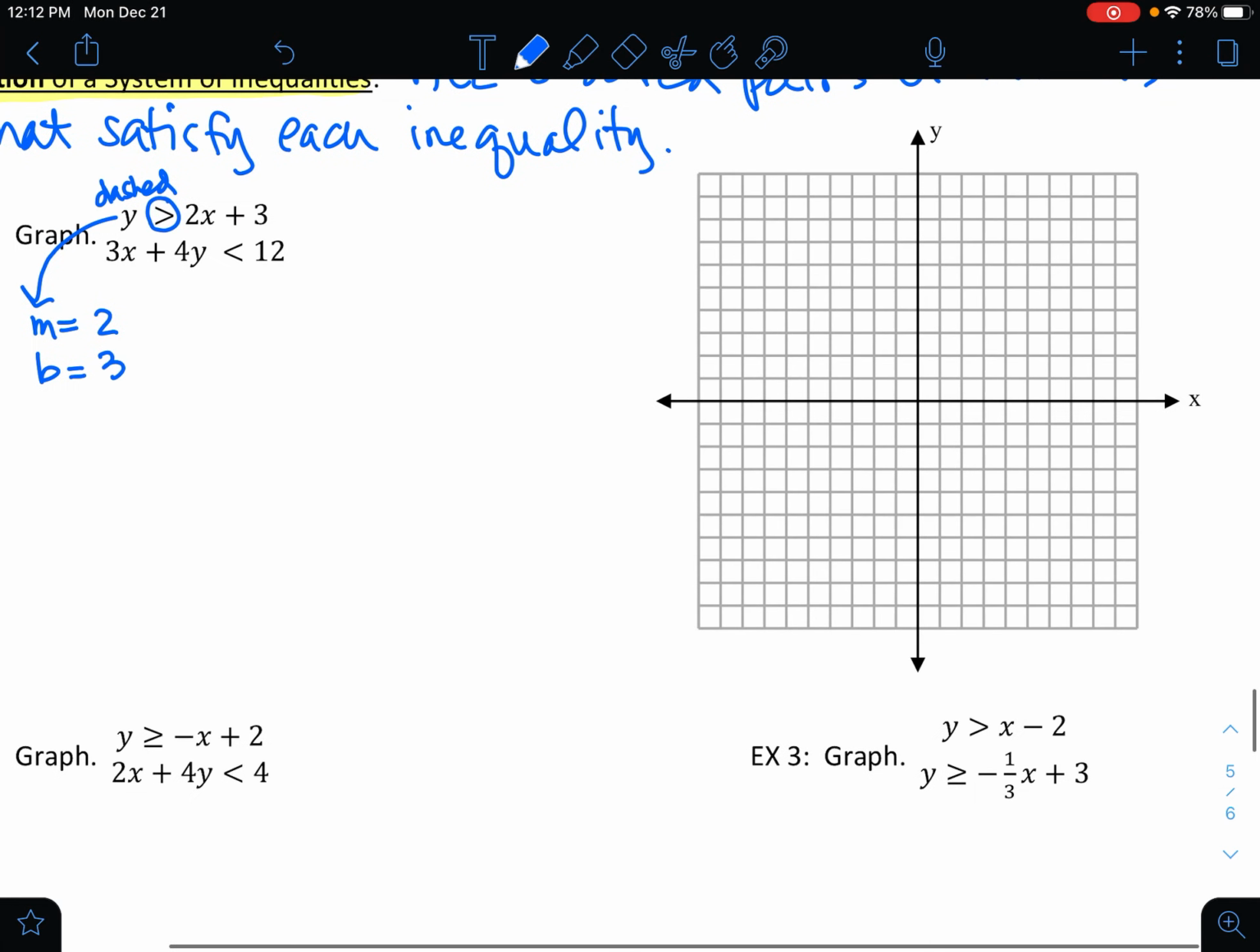Let's put that on the graph. My y-intercept is 3, and my slope is 2. So that's going to go up 2, right 1, up 2, right 1. I'm going to fill my whole graph up in both directions: down 2 over 1, down 2 over 1, and just keep going until I run out of room. It's dashed, so I'm going to do my best to make a dashed line through here, with little dashes along the way.